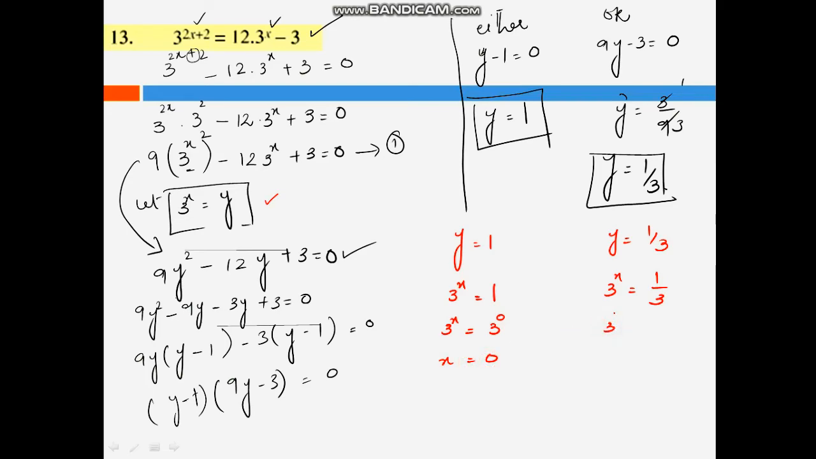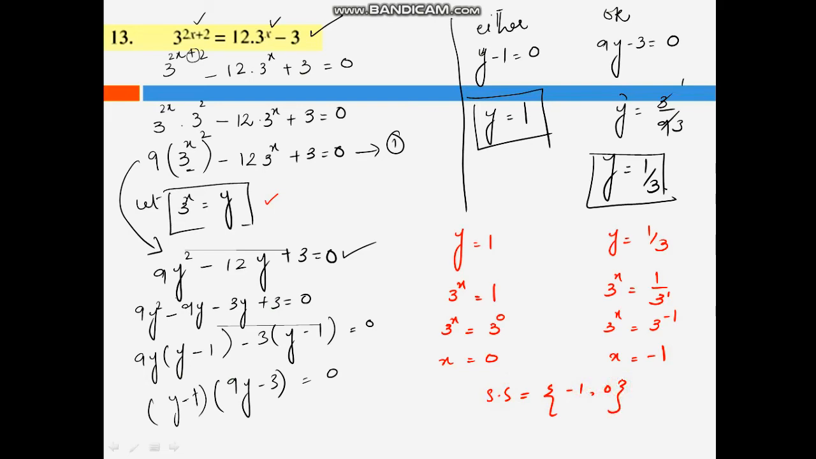And here in 3 raised to power x, 3 raised to the power 1 is in the denominator. When it moves to the numerator, it becomes 3 raised to power minus 1. Bases are same, so powers will be equal. Hence the solution set will be minus 1 and 0.